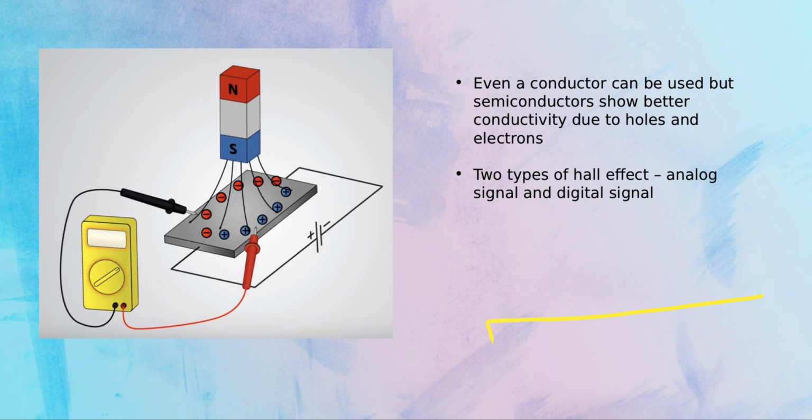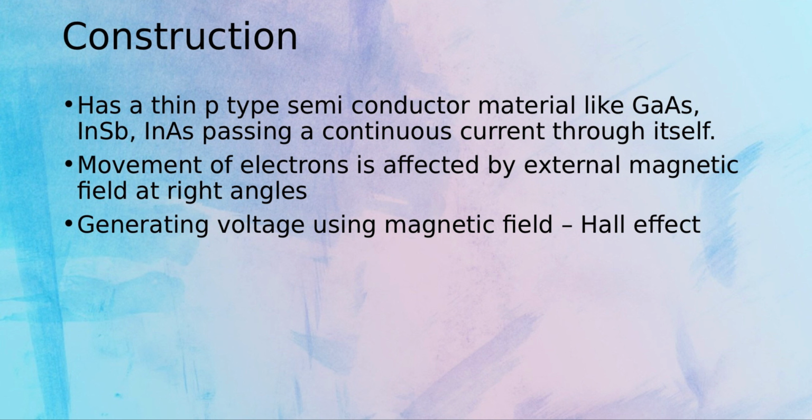Now moving on, let's see how these Hall effect sensors are formed. The construction involves a p-type semiconductor. Can you recollect what a p-type semiconductor is? A p-type semiconductor is made up of a combination of a trivalent impurity atom with an intrinsic semiconductor material, such as gallium arsenide, indium arsenide.